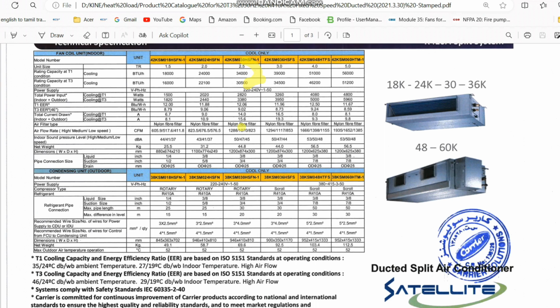So now we check the airflow, it is complying. And second thing here, it is 30,500. We check the total cooling capacity. Here the sensible cooling capacity is not given. Okay, so that is another issue here.